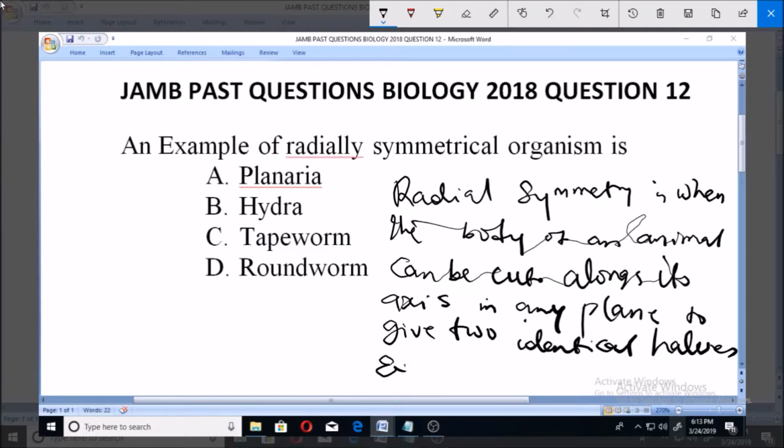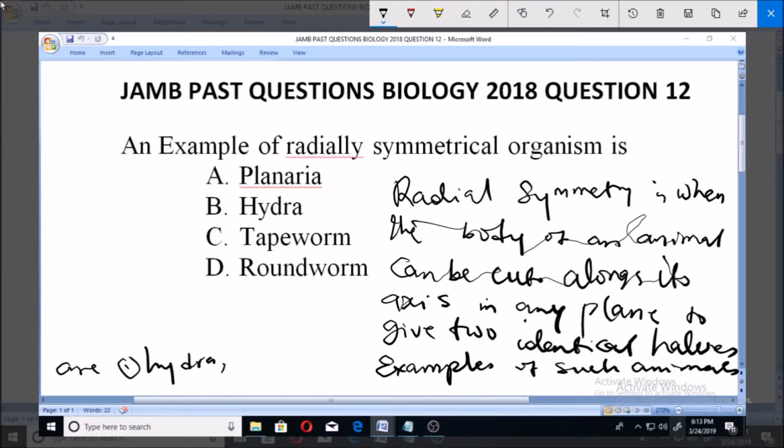So what are the examples of animals that are radially symmetric? Examples of such animals are: number 1, Hydra; number 2, jellyfish, etc. So these are the two major radially symmetrical organisms, Hydra and jellyfish.